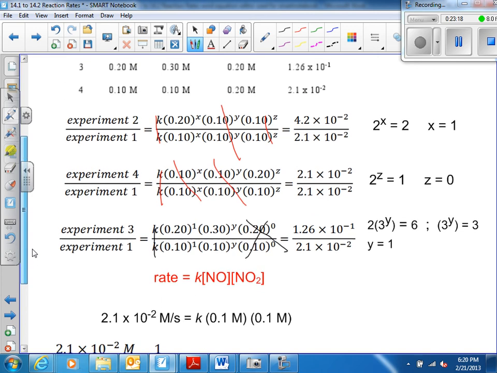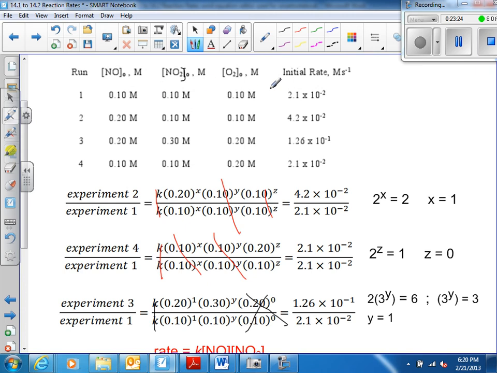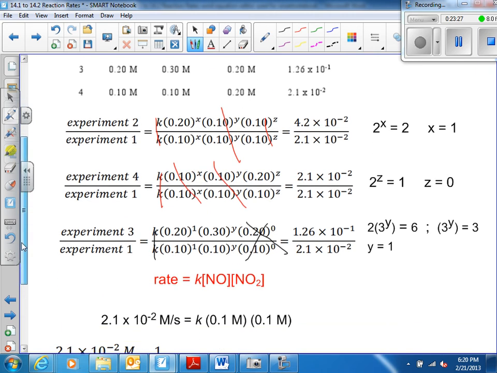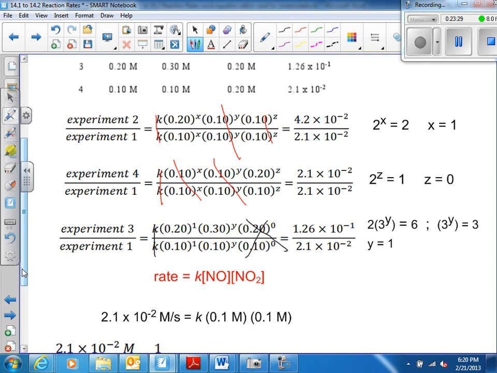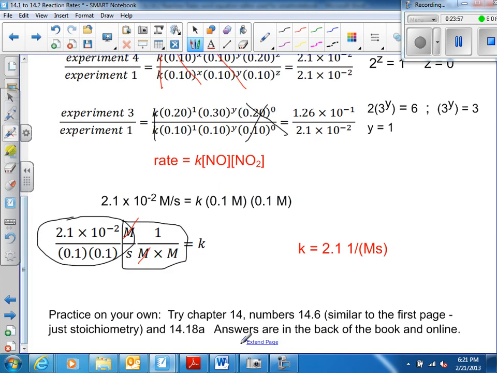All right, now solving for k. You pick any experiment. I just picked experiment 1. Plug these data right here into your rate law. And there you go. Let's isolate k. You have to divide both sides by 0.1 molar. Notice I separate the units out from the numbers, and then the numbers become 2.1. And then the units, we have to look, this molar and this molar cancel, so I'm left with 1 over second molar, or 1 over molar second. And that's it.